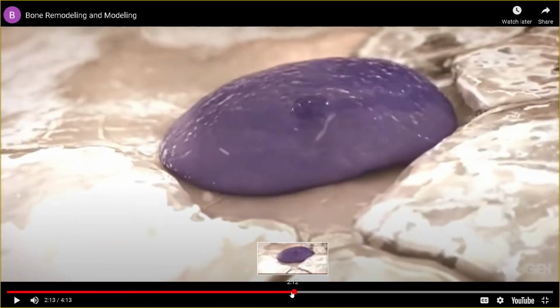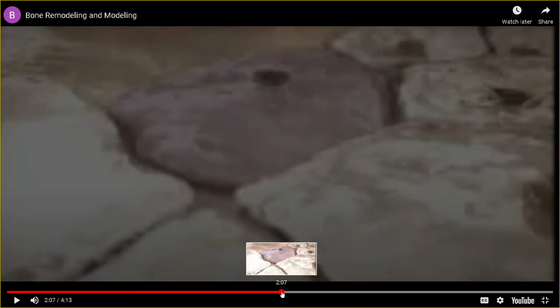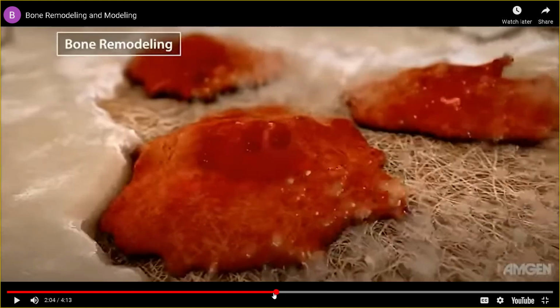Okay. Proses yang pertama tadi, this is what we know as remodel. Means osteoclast breaks down a certain part, osteoblast creates, okay, builds up. Next process is modeling sahaja. Means osteoclast tak ada kat sini.